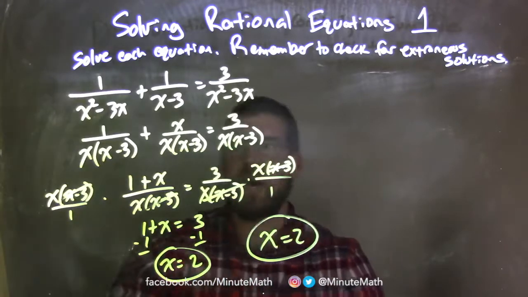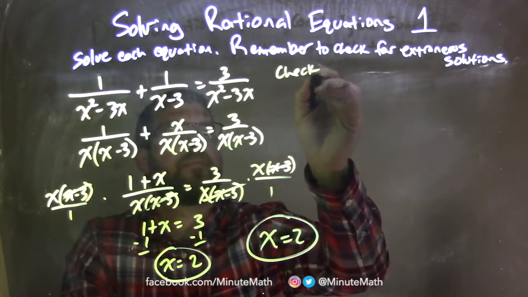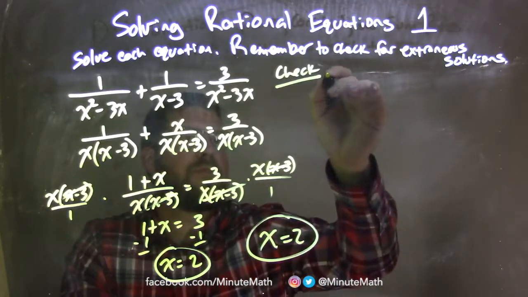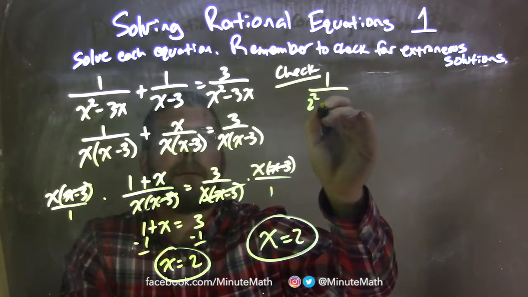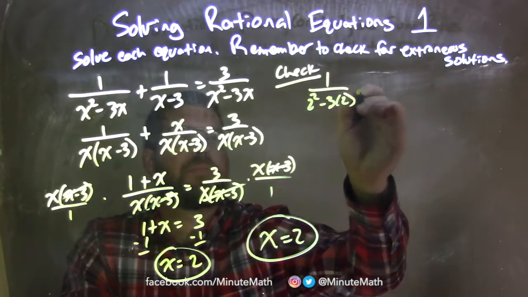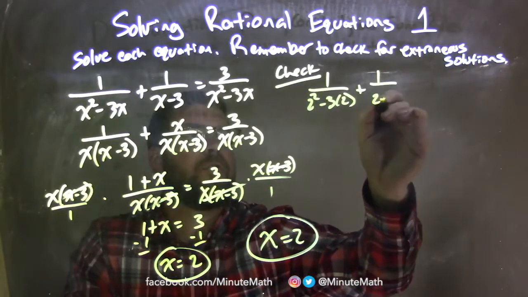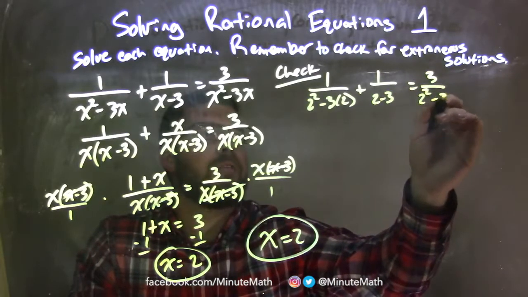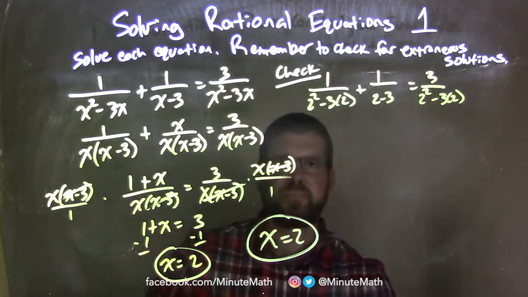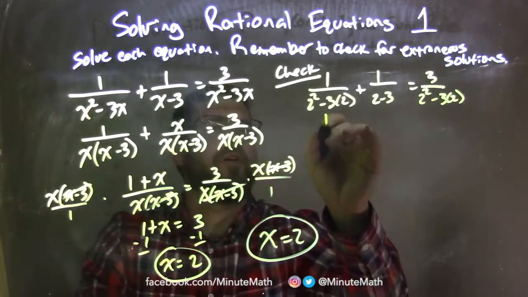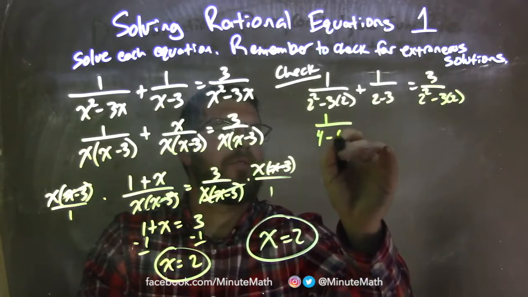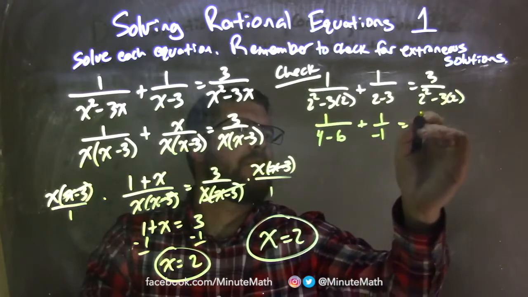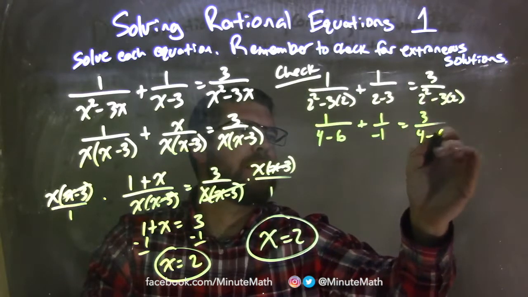Okay, but now I have to check it. Let's go check our work. So to check it, I'm going to rewrite my equation and I'm going to put 2 in for my x's. So I have 1 over 2 squared minus 3 times 2 plus 1 over 2 minus 3 equals 3 over 2 squared minus 3 times 2. Okay? So let's just simplify this. We have 1 over 2 squared is 4 minus 3 times 2 is 6 plus 1 over 2 minus 3, which is negative 1, right? Equals 3 over 2 squared, which is 4 minus 6 again here.